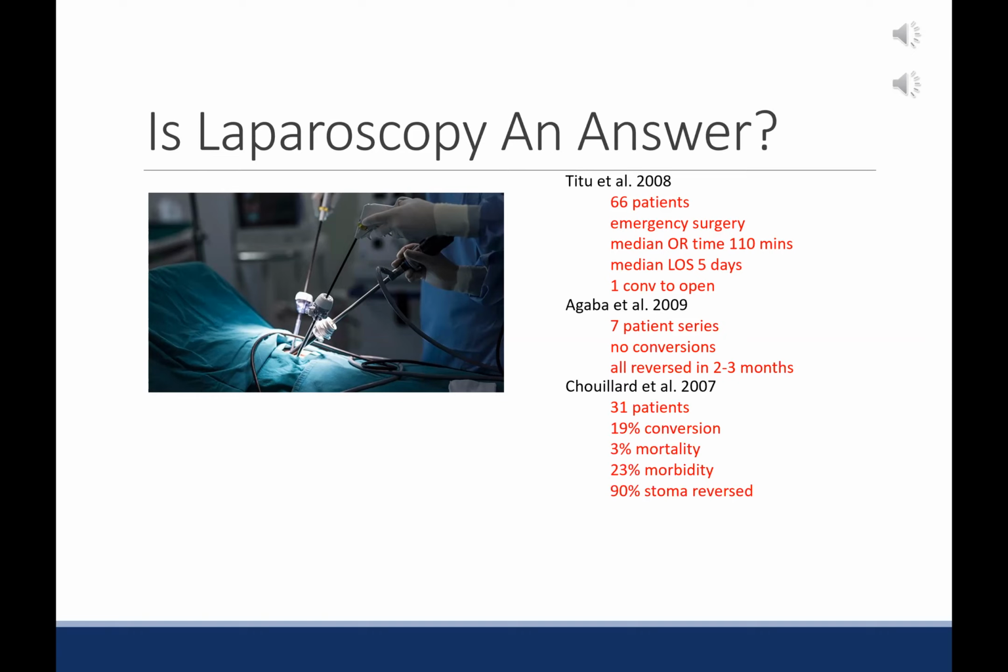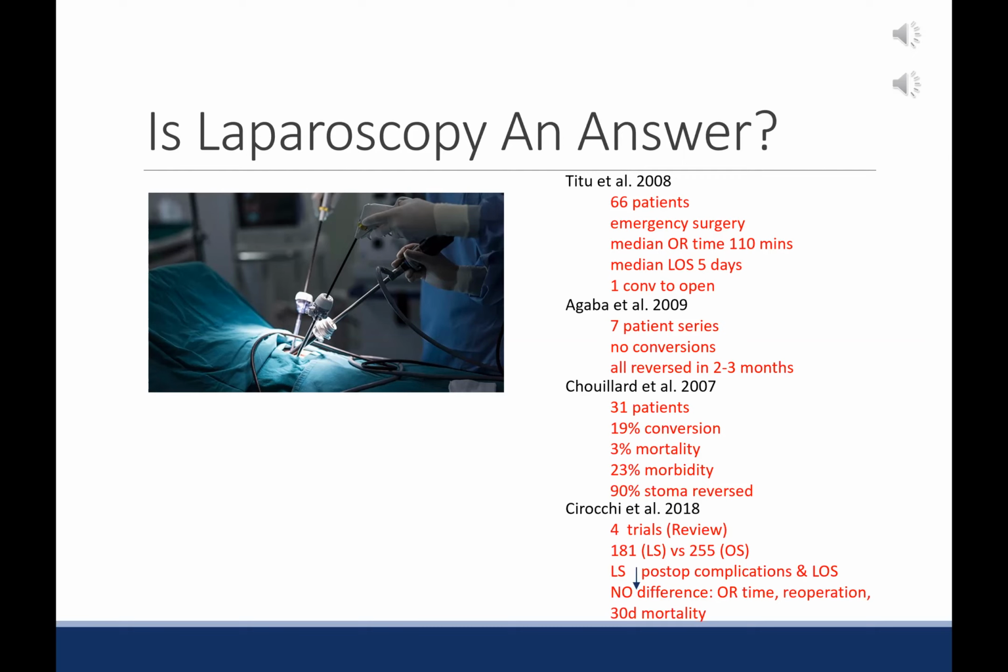Chouillard et al. published their laparoscopic series of 31 patients, and again, 90% were reversed and had comparable morbidity. Soroki performed a review of 4 trials with a total of 181 laparoscopic cases and 255 open ones. They found the laparoscopic group had lower post-op complications and length of stay, but no difference in OR time, reoperation, and 30-day mortality.